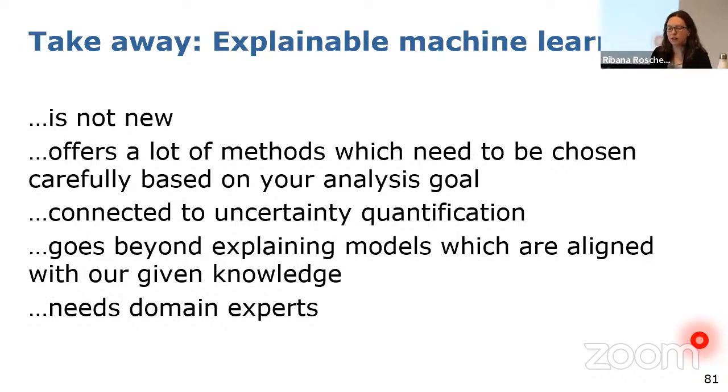Explainable machine learning offers a lot of methods which need to be chosen carefully based on your analysis goal. This is what I mean when I say really think about whether you want to analyze sensitivity or the contribution. It's connected to uncertainty quantification. Remember the example with the whales where we compared the detection rate and the kind of heat map. And it goes beyond explaining models which are aligned with our given knowledge. So you can also use it to discover new things, which I think is really interesting. But you need domain experts. Otherwise, it's not an explanation, but only an interpretation.